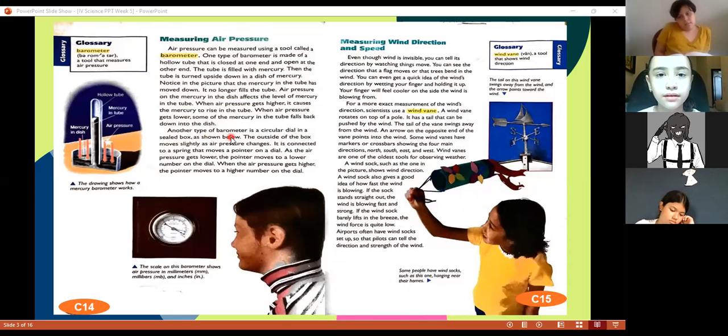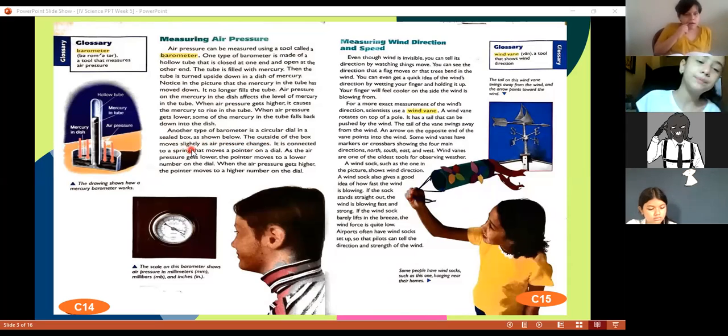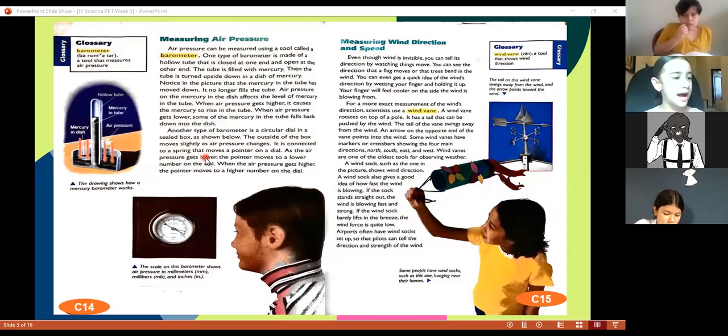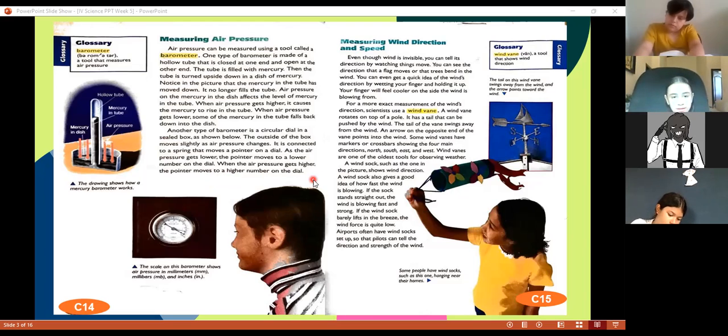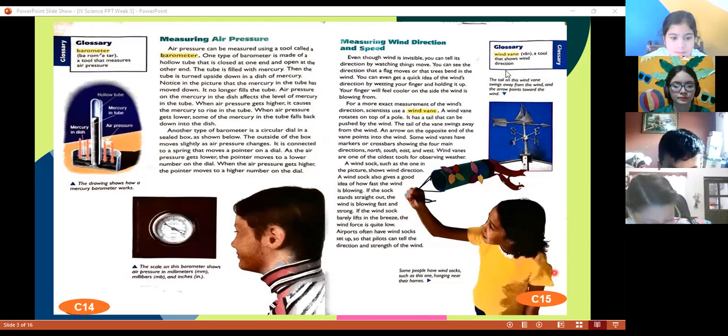Another type of barometer is a circular dial in a display box shown below. The outside of the box moves this way as air pressure changes. It is connected to a screen that moves a pointer on the dial. As the air pressure gets lower, the pointer moves to a lower number on the dial. When the air pressure gets higher, the pointer moves to a higher number on the dial.